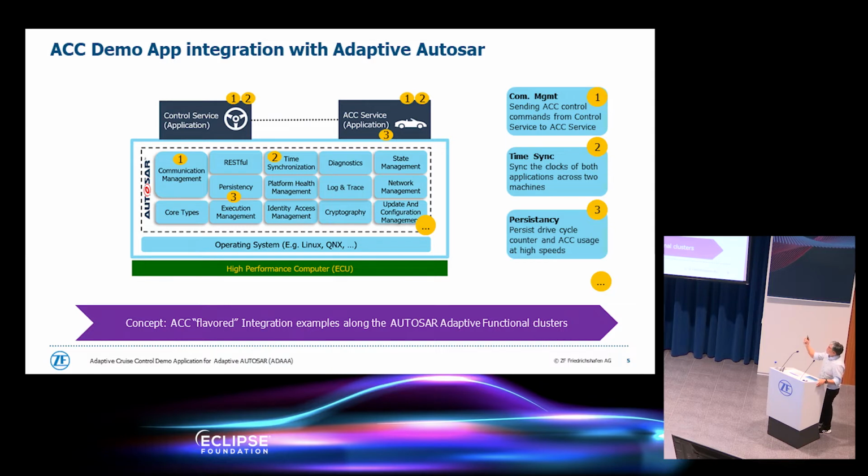And again, we use an Adaptive Autosar component to determine the time and the persistency to store it. So you see how that works. It's quite basic, but it is necessary to be that basic because there's a lot to be distracted with when you work with Adaptive Autosar.